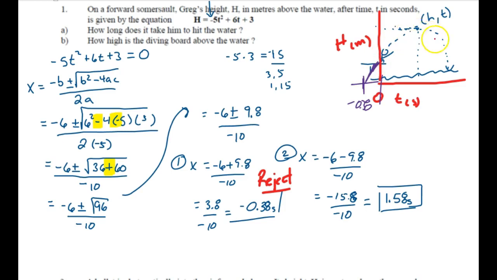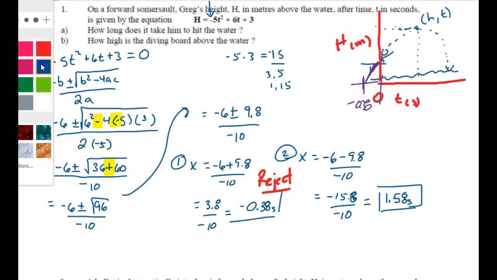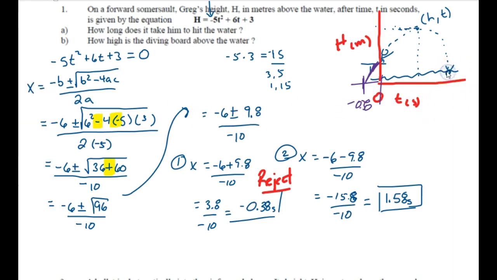So Greg jumps, comes up, and hits the water right here in 1.58 seconds. So how long does it take to hit the water? It takes 1.58 seconds to hit the water.